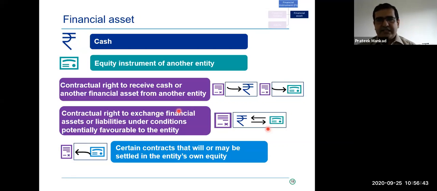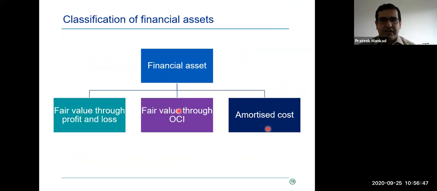Financial assets are classified as either fair value through profit and loss account, or fair value through other comprehensive income, or amortized cost. Now, I'll first talk about how do we measure them, and then talk about the basis of.